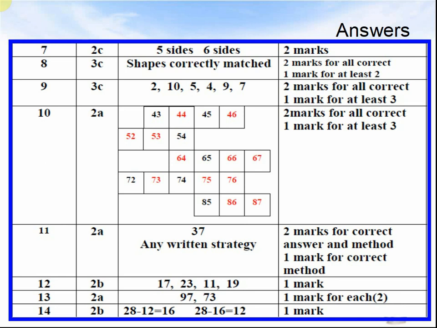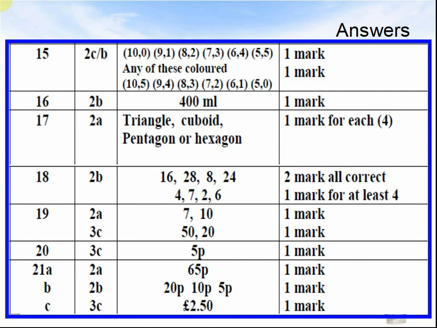12, 17, 23, 11, 19. Question 13, 97, 73. Question 14, 28 take away 12 equals 16. 28 take away 16 equals 12. Any of those coordinates are fine.